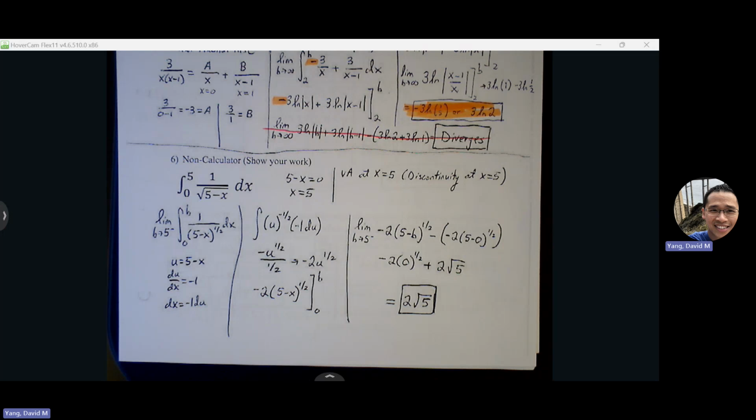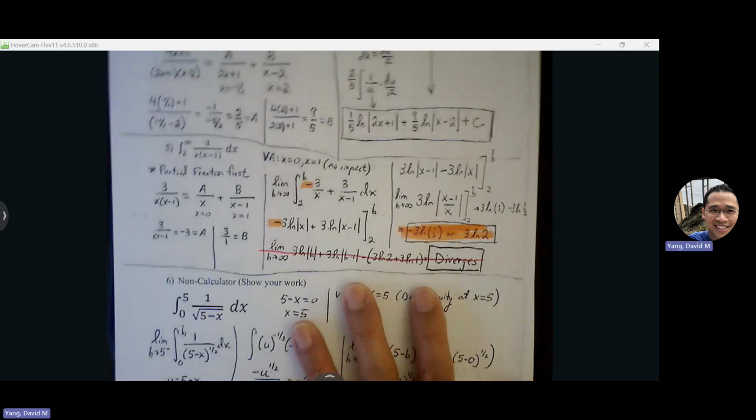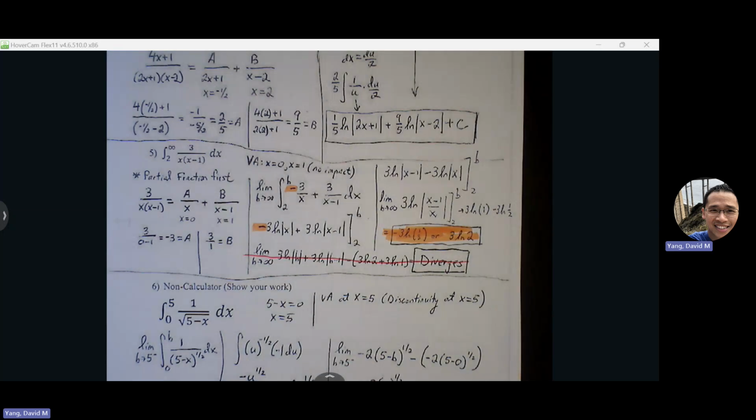Could you go over number 5? I understand the splitting with the A plus B and stuff like that. But once you get to the limit as t approaches infinity, 3 natural log, right. Yeah, so we're going to just forget about this natural log and focus on this statement.